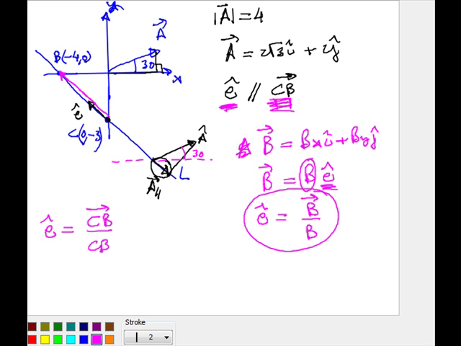Okay, right on. Yeah, good question. Remember, you can do anything you want with a vector. You can move it around. You can translate it anywhere you want. It's always the same vector as long as you don't change either its length or its direction.